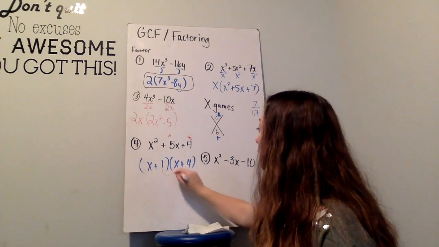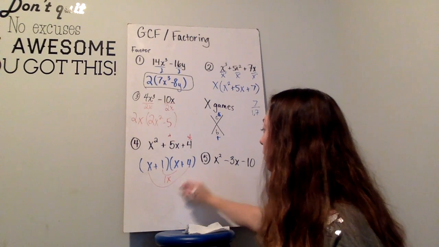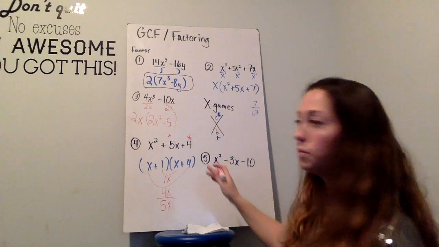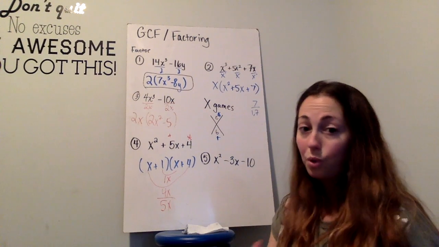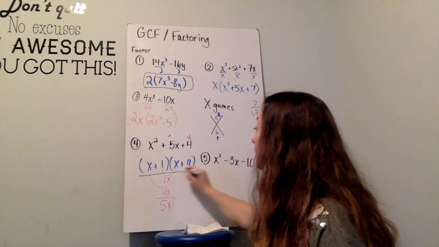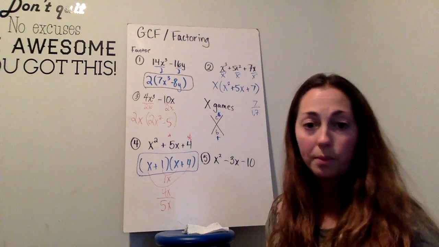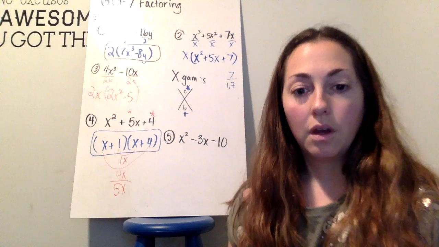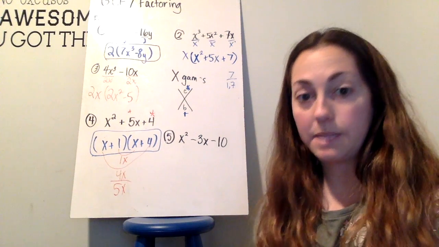Check your inner. 1 times x is 1x. Check your outer. 4 times x is 4x. Add them up, and you get 5x. So you know this is right. I'm cool with you showing me that you did that, but just make sure that you circle the right answer. That's not your answer. This is your answer. You factored it. All right, guys, so all we have left is our last problem.